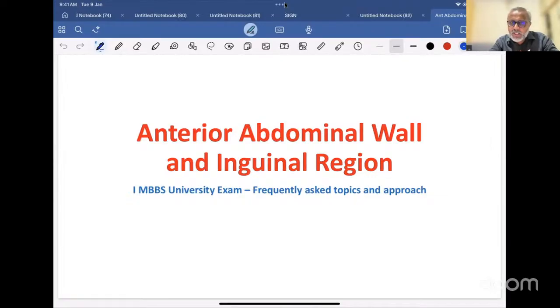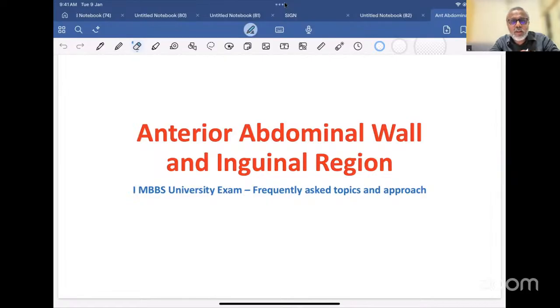In the last session, that is on Monday, we had discussed the important short essays and long essays asked from the interior of the GI organs as well as the urinary organs. Today, we will focus on two important questions which can come from the anterior abdominal wall and the inguinal region. One is inguinal canal and the other one is the rectus sheath.